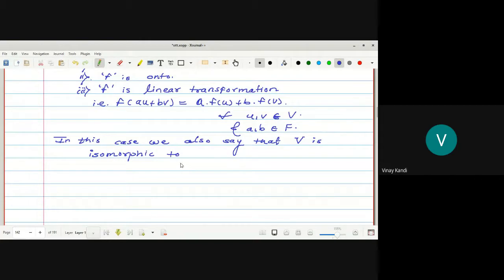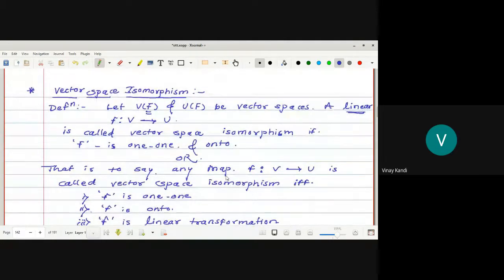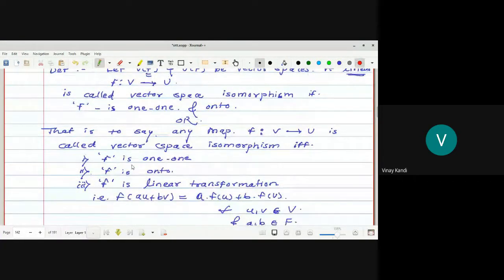Capital V is isomorphic to capital U, and it is denoted by V is isomorphic to U. Any doubt in the definition of vector space isomorphism? So this is the definition of vector space isomorphism. F is 1-1, F is onto, and F is a linear transformation, then V is isomorphic to U.